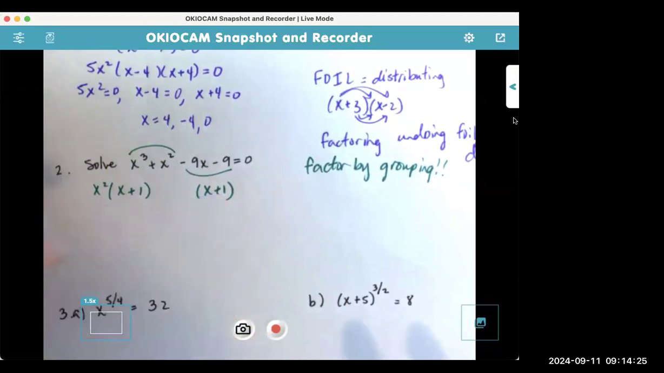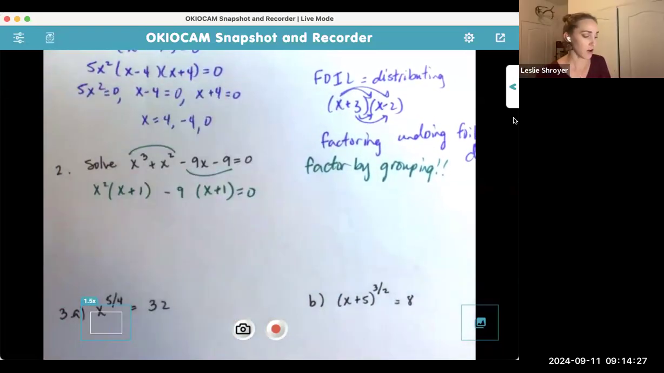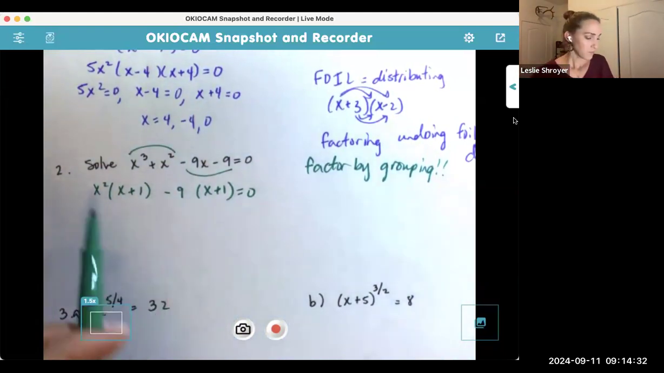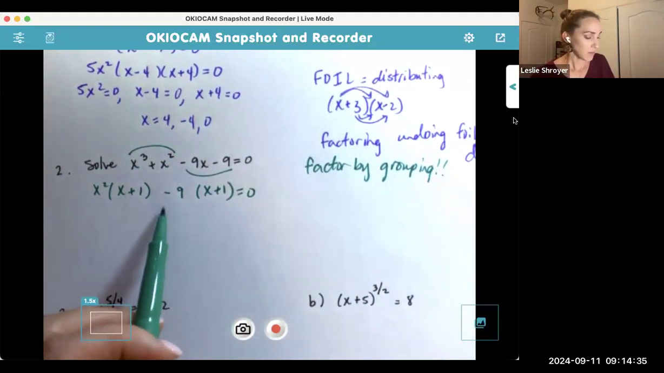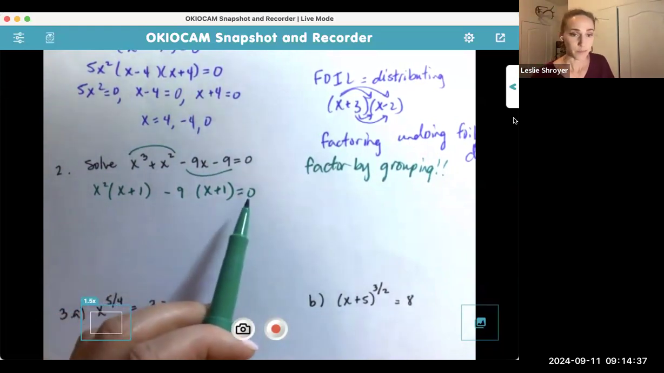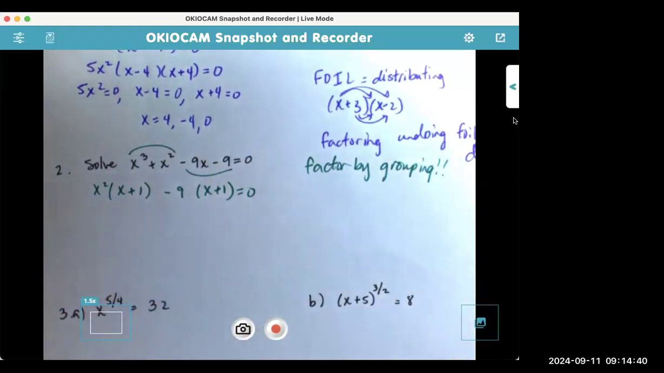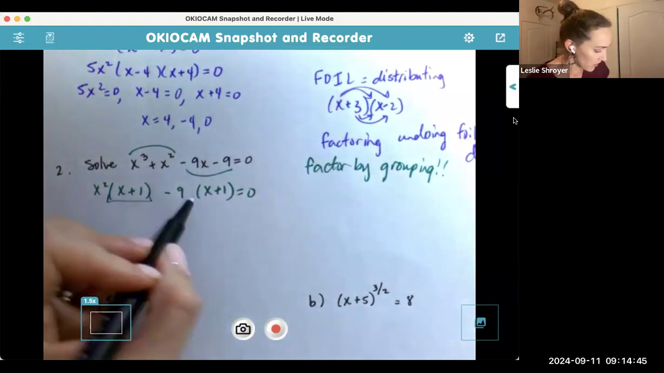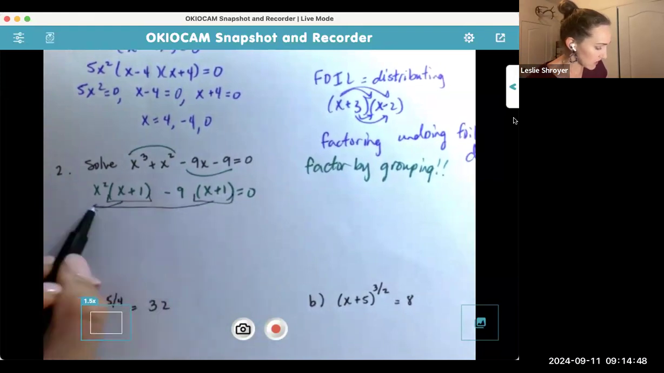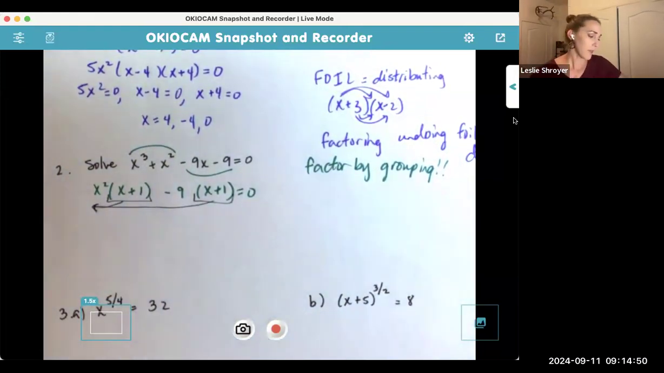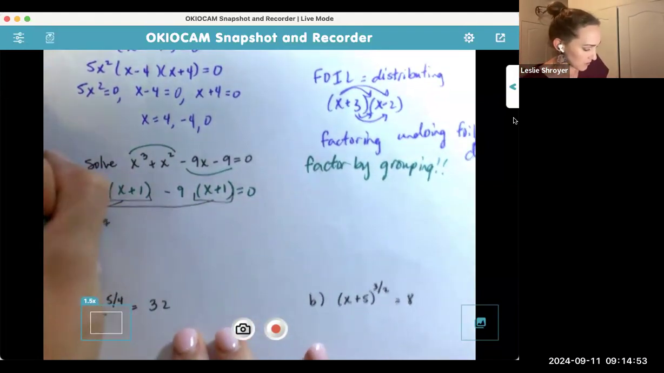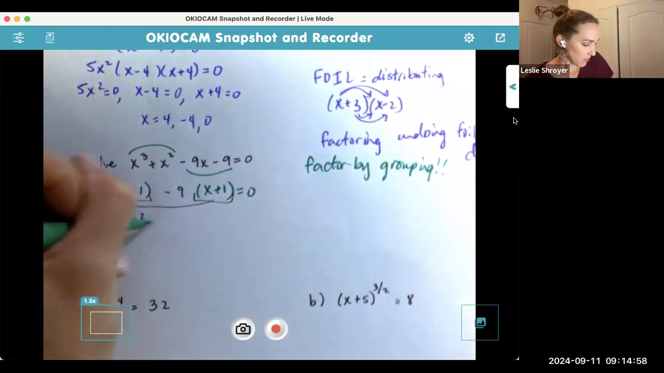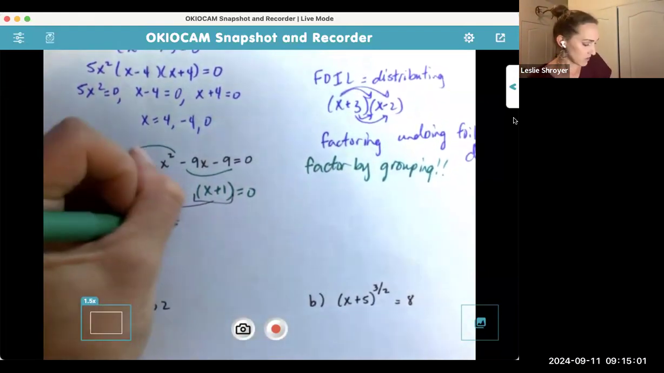Negative 9. Amazing. Yes. Now again, we have two factors, x squared times x plus 1 and negative 9 times x plus 1. What's cool is that we now have a common factor between the two groups. The x plus 1 is the common factor, and it is now our greatest common factor, and it gets factored out. So it's x plus 1, and then we have our leftovers times x squared minus 9 equal to 0. Isn't that fun?